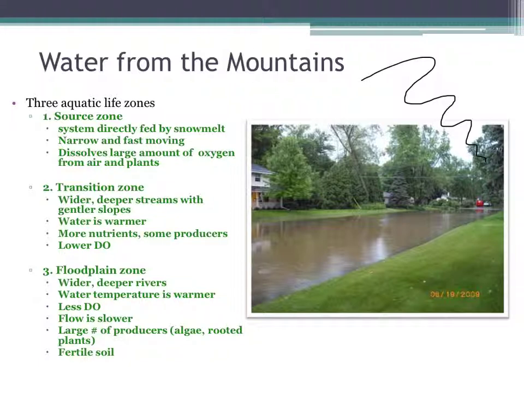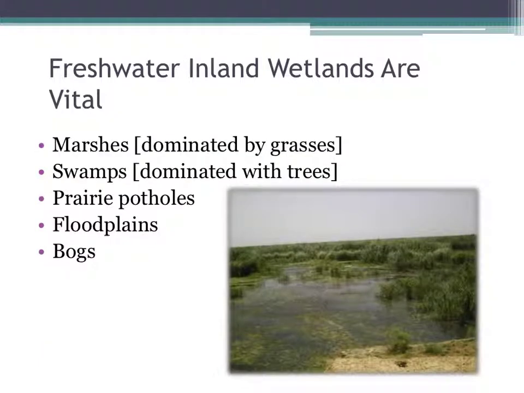It's because it's slower, so it can absorb heat. We have less dissolved oxygen because of that. The flow is slower. There's a large number of producers, algae, and rooted plants, because, again, it's moving slower and they can actually hold on. And we tend to get very fertile soil, so we tend to farm these. Milwaukee is actually on a 100-year floodplain, which means every 100 years it's expected to flood.